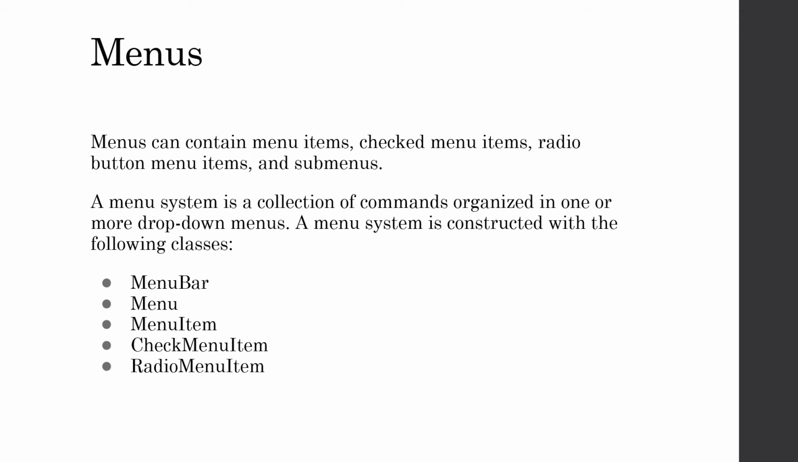A menu system is a collection of commands organized in one or more of these drop-down menus. A menu system is constructed with the following classes. The primary ones that we're going to make use of are MenuBar, Menu, and MenuItem. But in addition to those, there's also CheckMenuItem and RadioMenuItem.